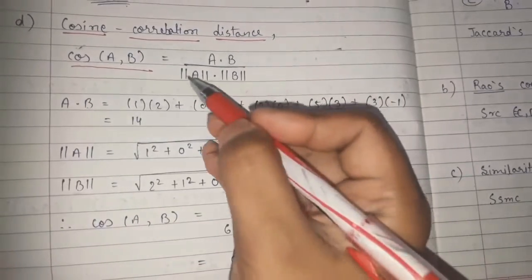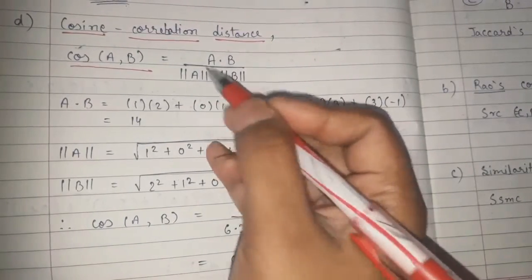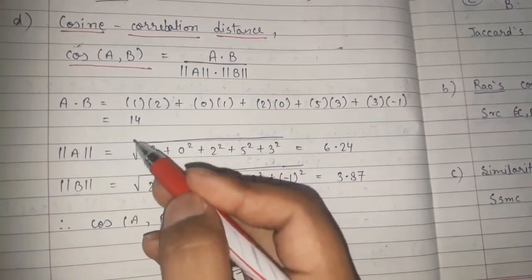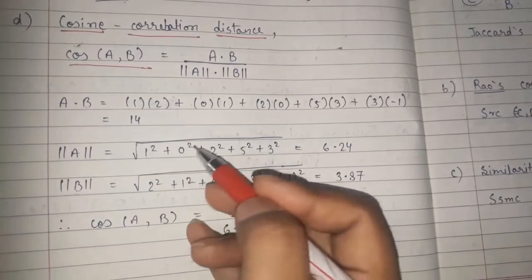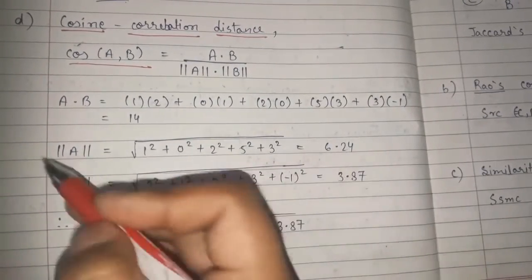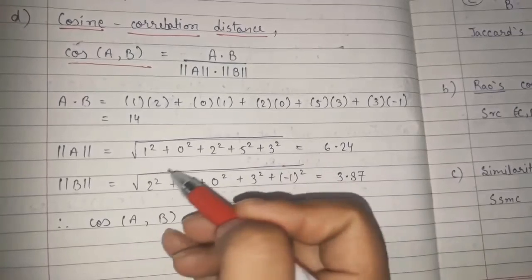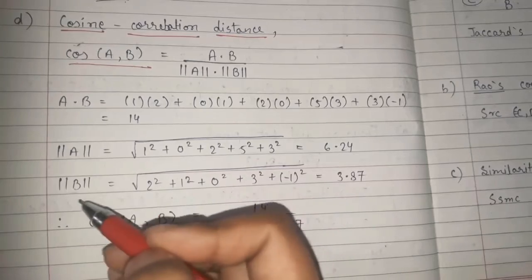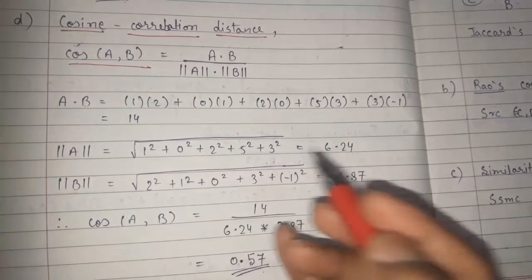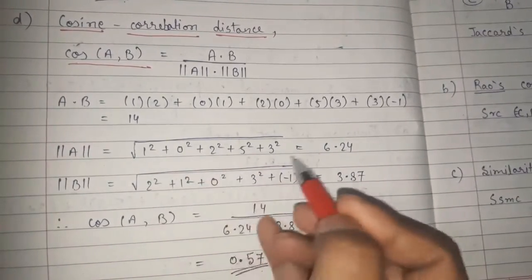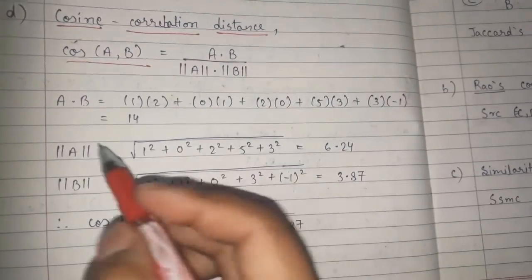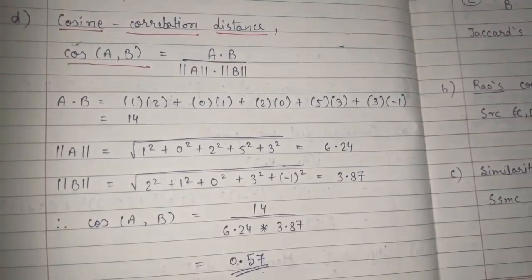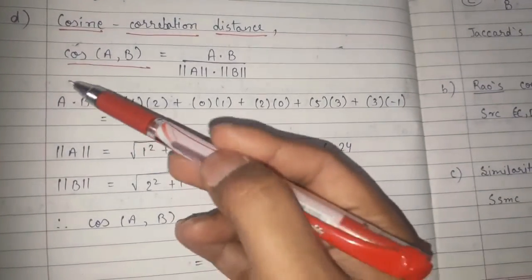Now what about the denominator? This double modulo of A means what? It is the square root of the sum of the squares of all the numbers of A. Simple. Double modulo of A means square root of summation of squares of all the numbers of A, and similarly double modulo of B will be the same. So we will take the square root of the summation of the squares of all the numbers of A and B respectively, and we will get 6.25 and 3.87. Now I have all these three values.